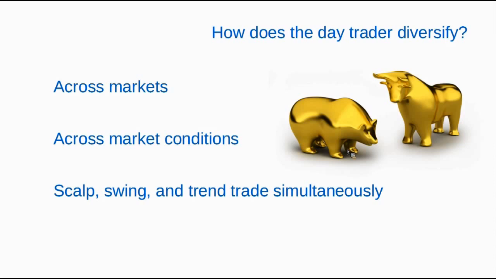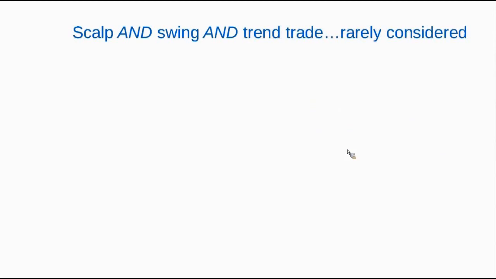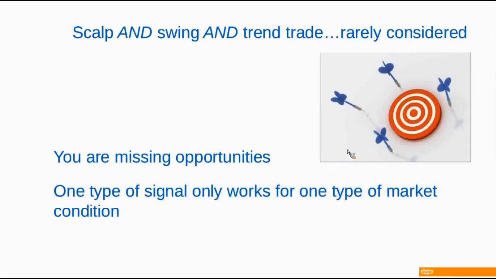So by looking at these different market conditions simultaneously, you are actually protecting yourself a little bit as far as your risk goes. And like I said, a lot of traders rarely consider this concept. They tend to put themselves into one of the three trading categories. If somebody asks you, what kind of trading do you do? You say, oh, I'm a scalper, or I'm a swing trader, or I'm a trend trader. And they tend to trade according to their label.